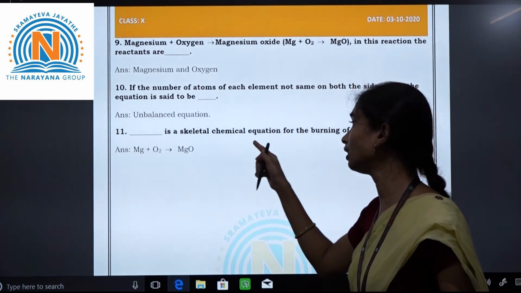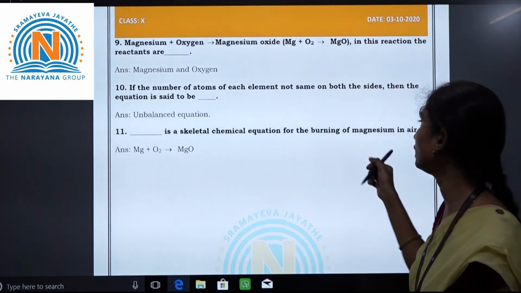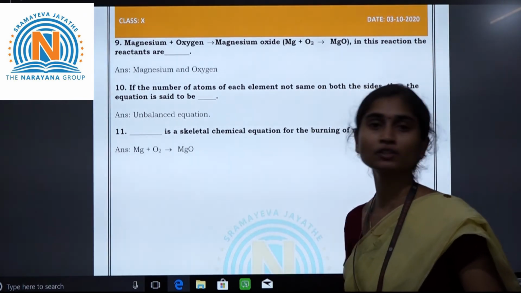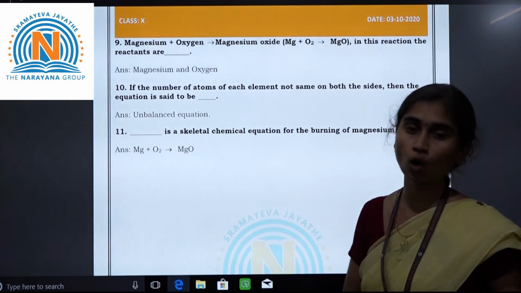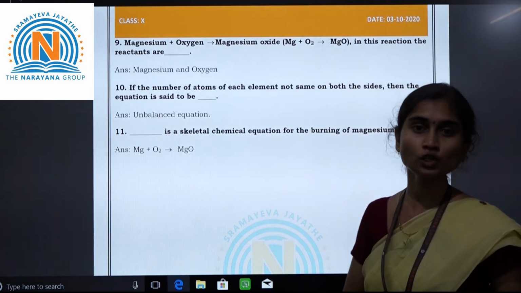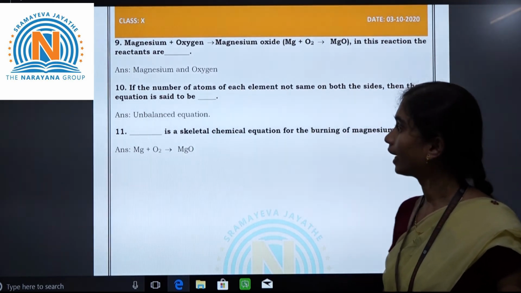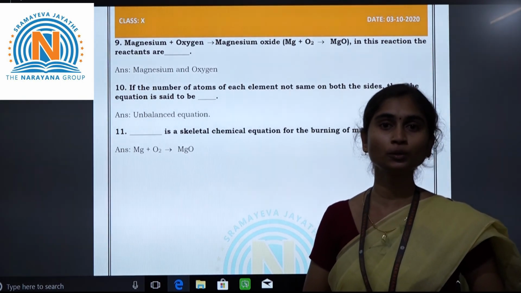Dash is a skeletal chemical equation for the burning of magnesium in air. So what is the skeletal equation we have taken here? When magnesium reacts with the oxygen, it can form magnesium oxide. Mg plus O2 gives rise to MgO. Right children, I hope you all understood today's assignment.